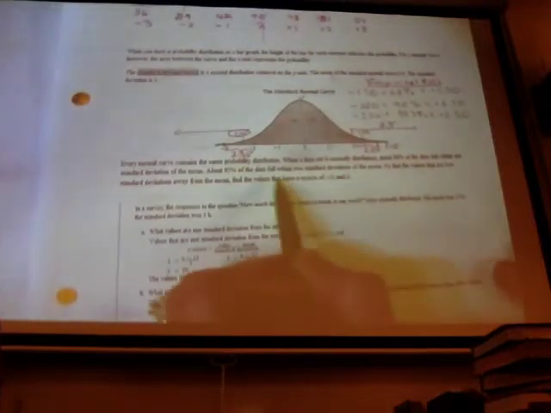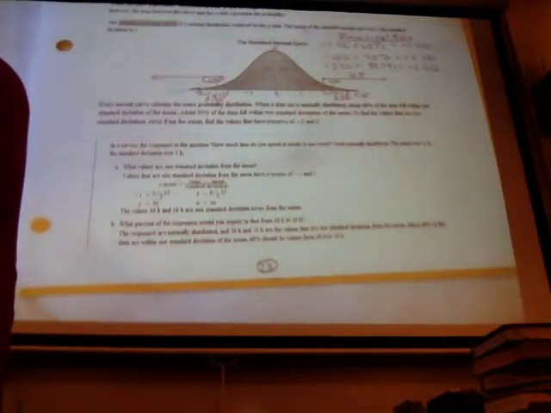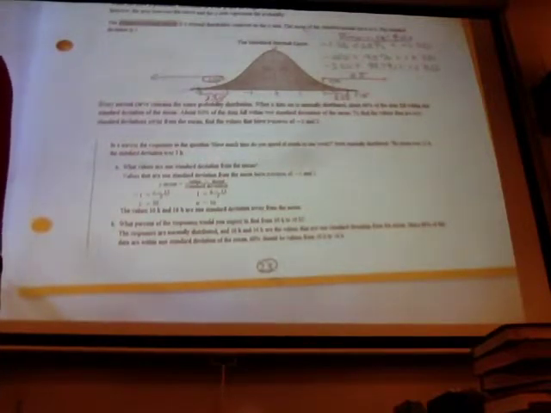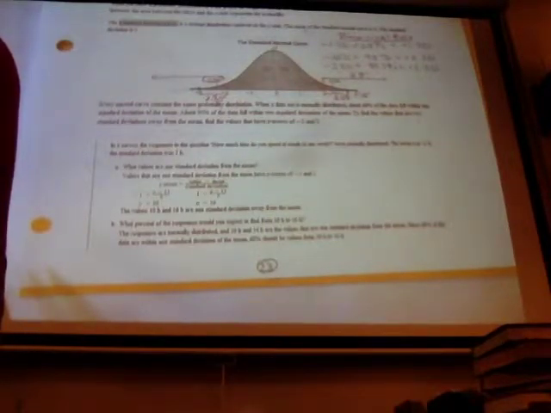We are not going to worry about the z-score. Okay? So, in a survey, the responses to the question, how much time do you spend at meals in 1 week, were normally distributed. The mean was 13 hours. The standard deviation was 3.